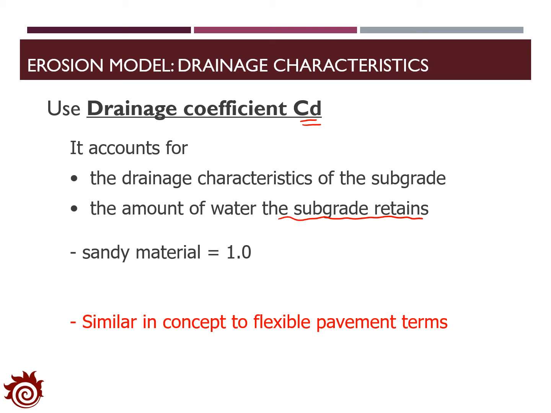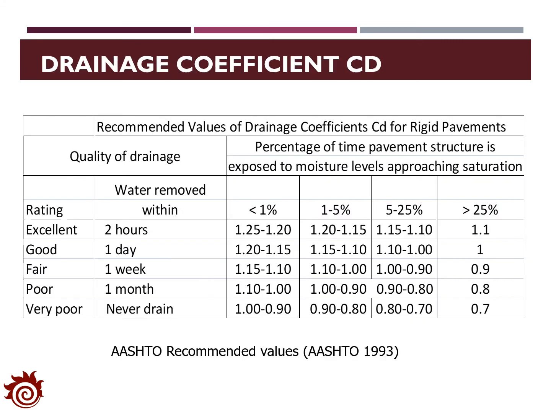Usually for the sandy materials, the drainage coefficient is set as 1.0. The table here shows some recommended values of the drainage coefficients applied for the rigid pavement. And these values are categorized based on the quality of the drainage system and the percentage of the time that the pavement structure is exposed to the moisture level approaching saturation. The quality of the drainage is categorized into 5 types: excellent, good, fair, poor, and very poor.